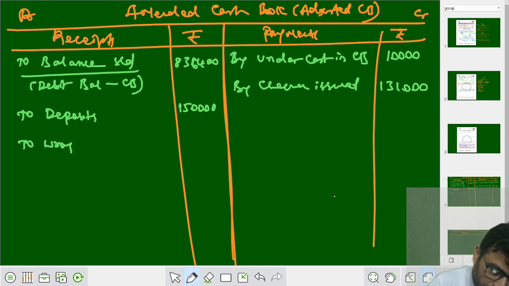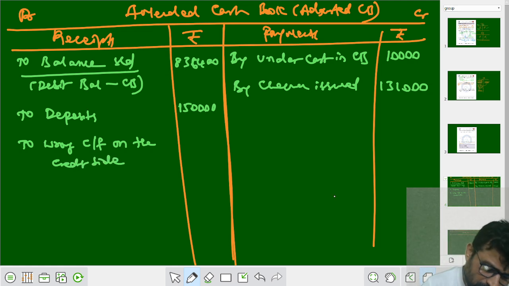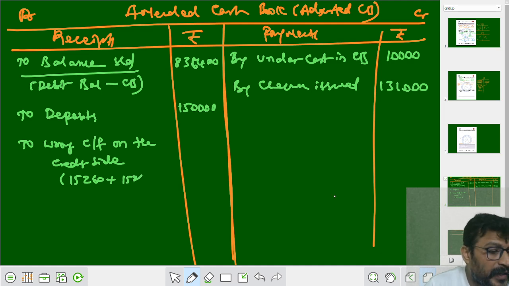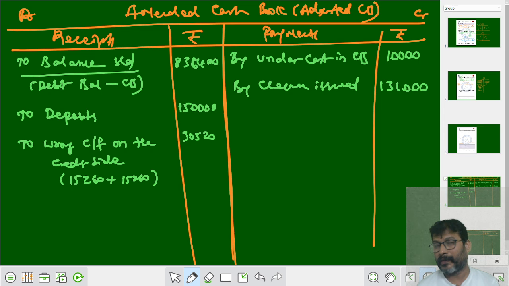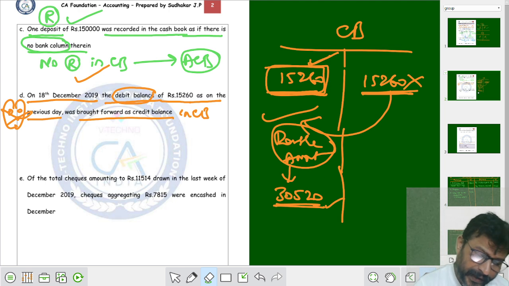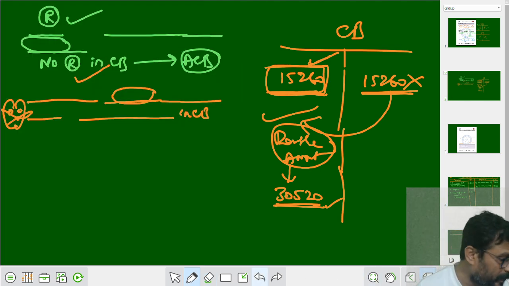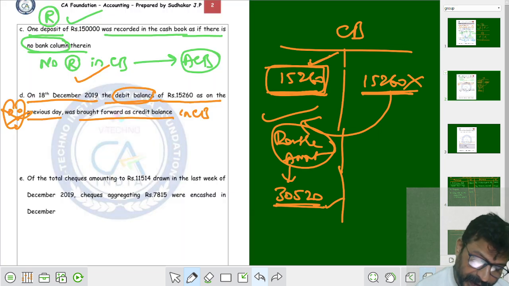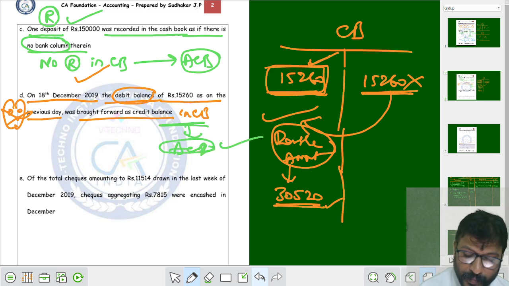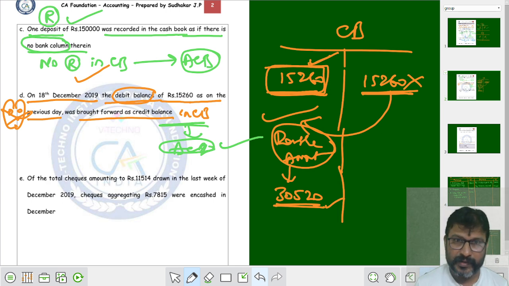To wrong carry forward on the credit side. With how much amount? 15,260 plus 15,260 comes to 30,520. Did you understand? Instead of debit, he has taken on the credit side. Where? In cash book only. When it is being taken in the cash book, what we have to do? We have to take it in ACB, with double amount. Did you understand? I hope so.